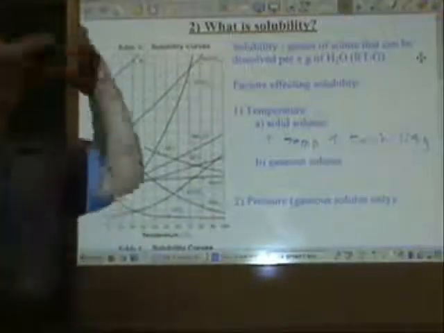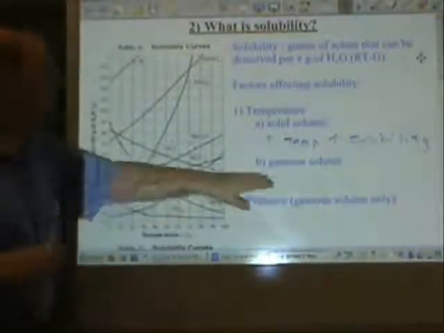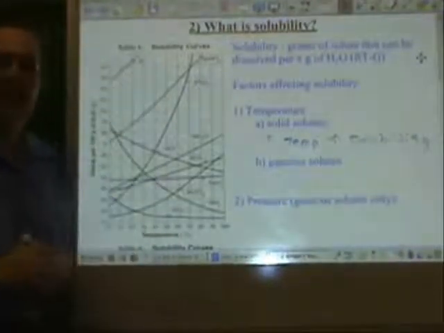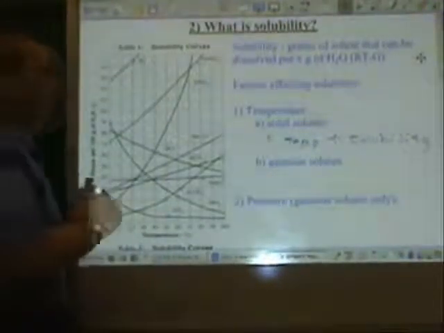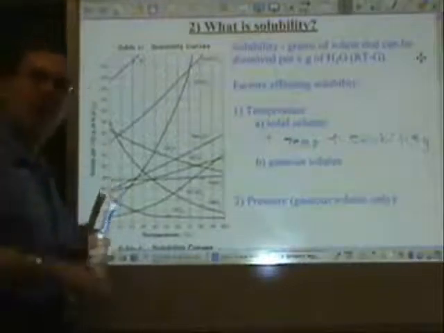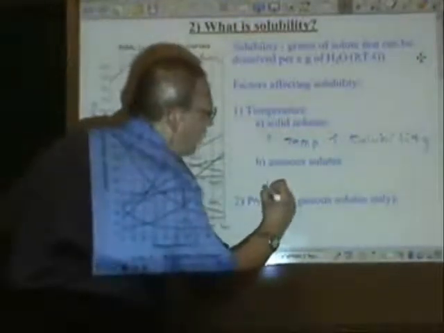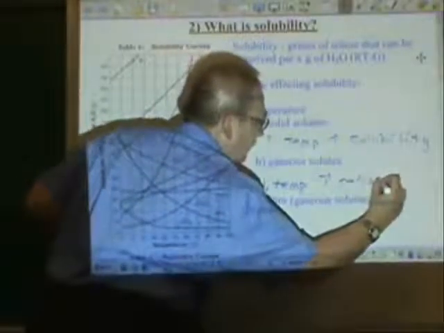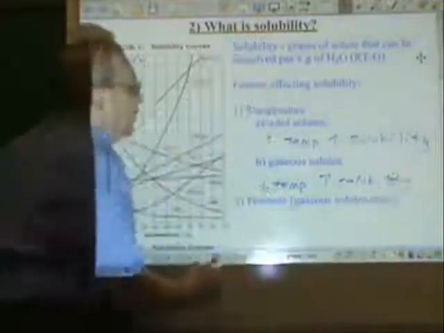But for gaseous solutes, gases already have high entropy. When you dissolve them in water, they act like a liquid. You're bringing their entropy down. That's not favored. Therefore, this will only be favored at low temperatures. Lower the temperature, increase the solubility.